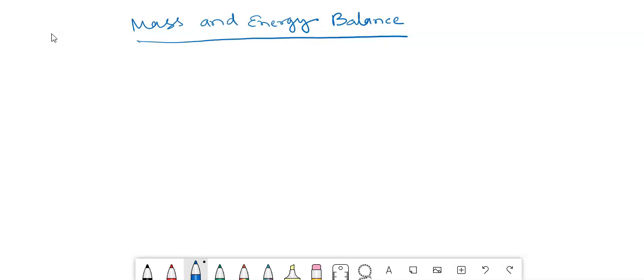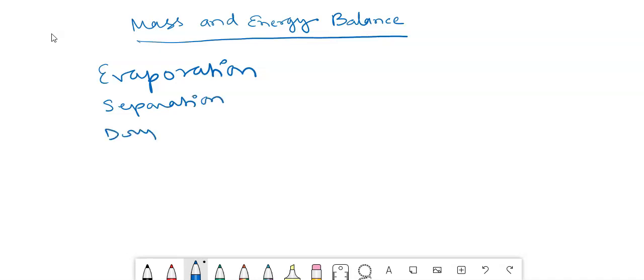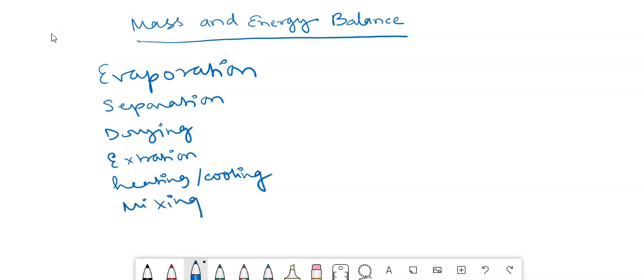So, mass and energy balance are required in many food processing operations such as evaporation, separation, drying, then we have extraction, heating, cooling, mixing, and etc.